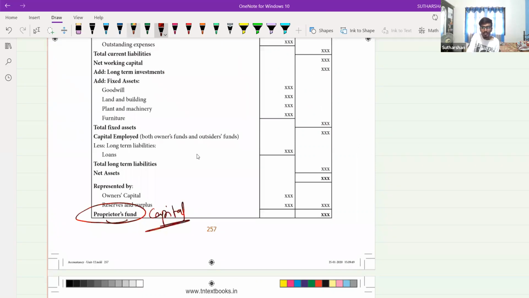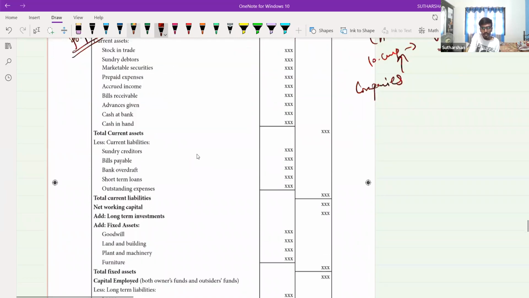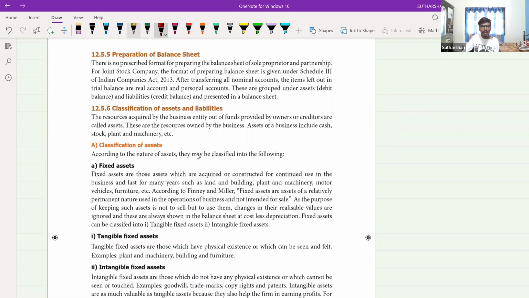So this is not a proper format. Okay. So how do we do the preparation of a balance sheet? There is no prescribed format for preparing a balance sheet of a sole proprietor and partnership. Make a statement: there is no prescribed format. That is why I said this is not a proper format for you. For joint stock companies, nothing but companies, the format for preparing the balance sheet is under Schedule 3.